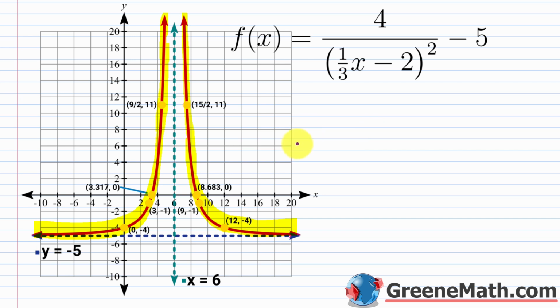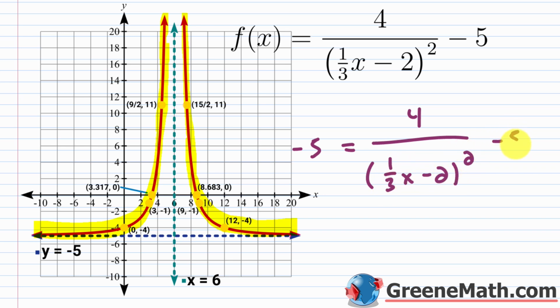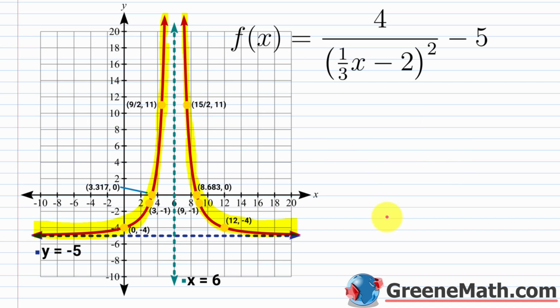Very easy to see because you can just say negative 5 is equal to 4 over the quantity 1/3 x minus 2, squared, minus 5. If you add 5 to both sides, this right here would be equal to 0. And this can never be 0 because the numerator is 4. For a fraction to be 0, the numerator needs to be 0 and the denominator needs to not be 0. So this has no solution. So we can say that this graph would never touch this horizontal asymptote, which is y equals negative 5.